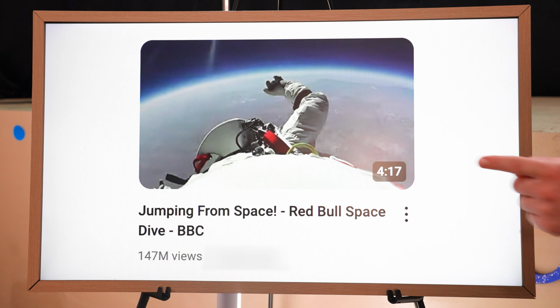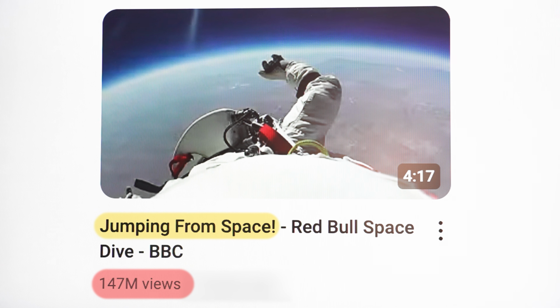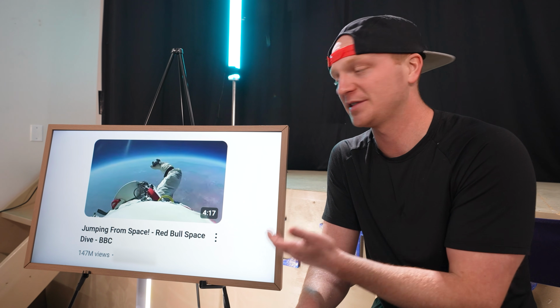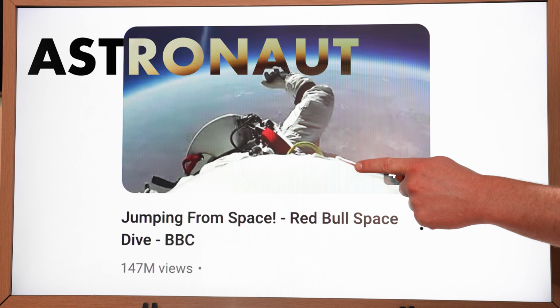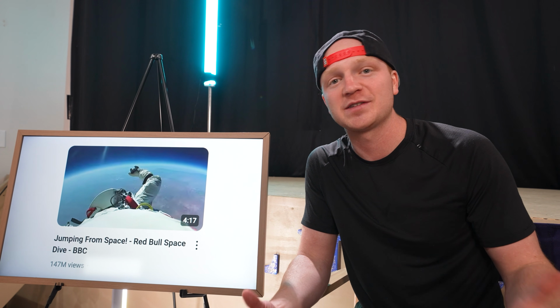Next up, we have Jumping from Space, a Red Bull video with 147 million views. And you can see just how simple this thumbnail is. There's really only 2 elements. You have the astronaut and space in the background. So you can understand this thumbnail within 2 seconds or less.